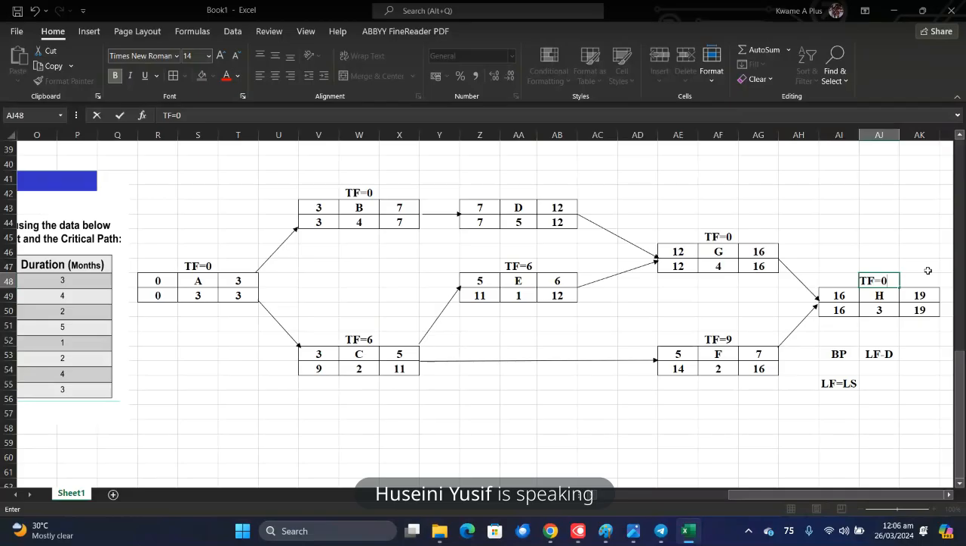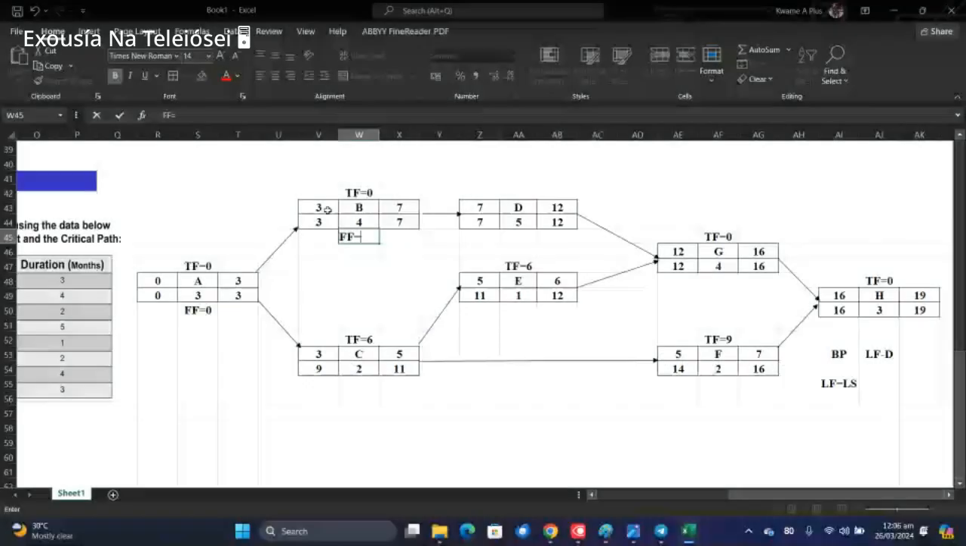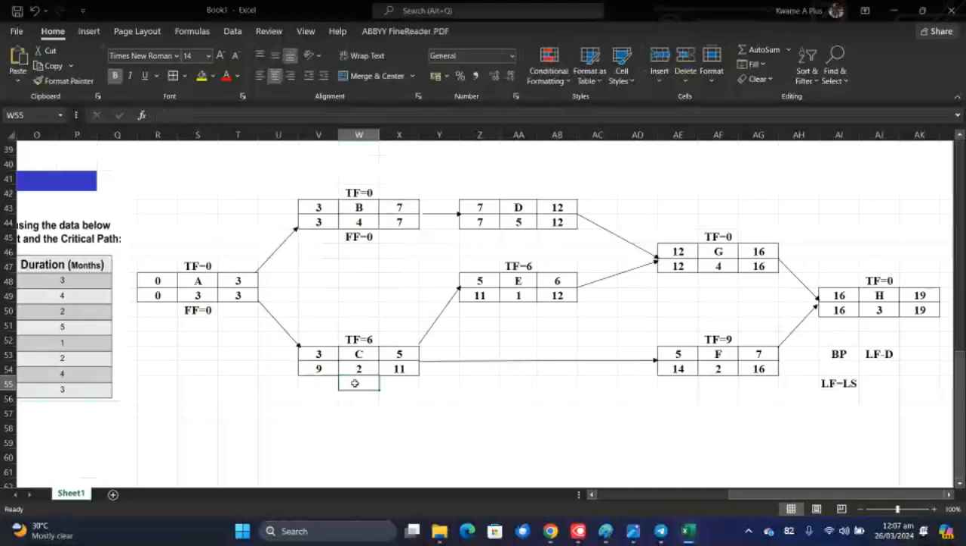Yeah, it is clear. Okay, so the question didn't ask for free float, but let's look for free float. Free float is equal to earliest start of the successor minus earliest start, minus the duration. 3 minus 3 minus the duration, so 0. For the next one, earliest start is 7 minus 3 is 4, 4 minus 4 is 0.